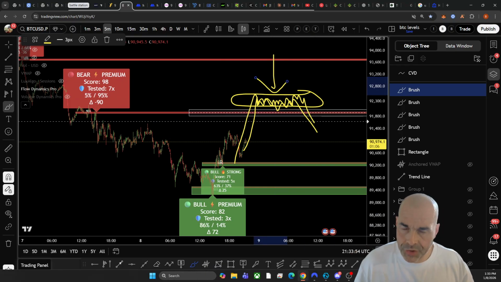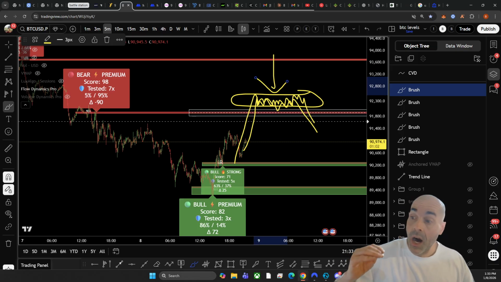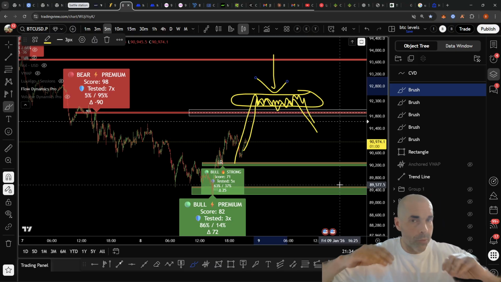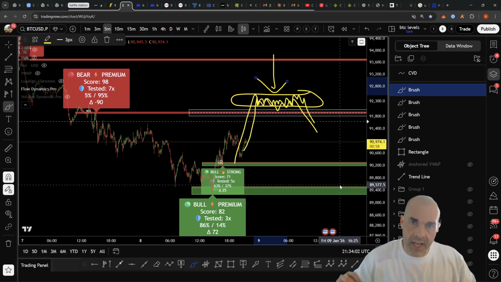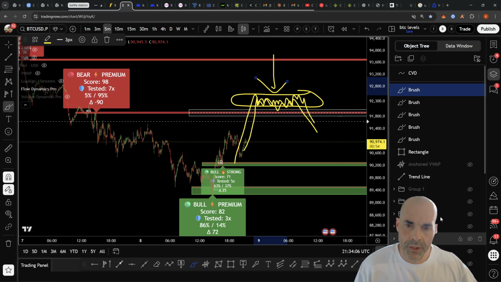Be on the lookout for those 3 entry triggers at your decision zones of your Flow Dynamics Pro. Remember, we're going to make you expert traders, guiding you through everything. Probably have a little bit of a workshop on this coming up, but just wanted to drop that one real quick.